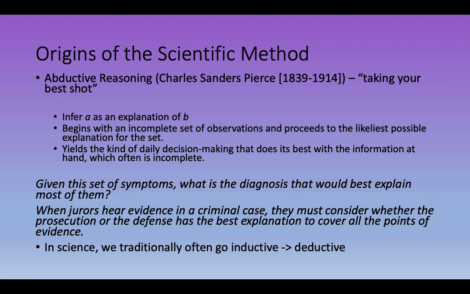Last one I'll talk about is abductive reasoning, right? And Charles Sanders Peirce was a big proponent of this. We can think of this as taking your best shot. So here we might infer A as an explanation of B, right? So A is an explanation of B. And this often comes from some sort of incomplete set of observations and proceeds to the likeliest possible explanation for that set of observations, right?